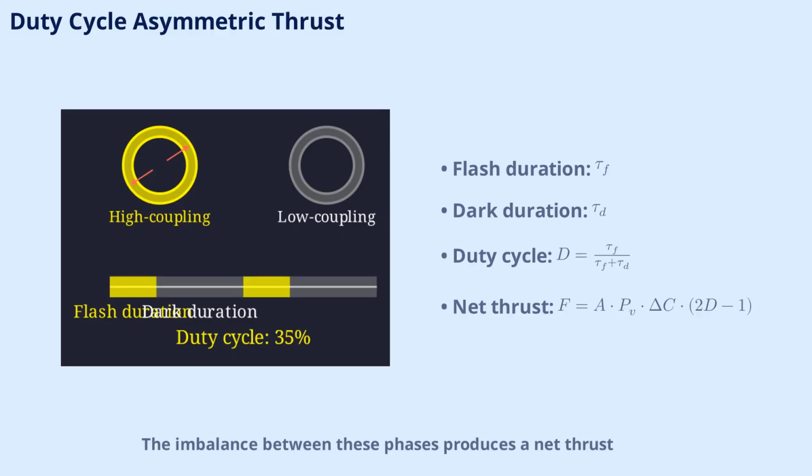The imbalance between these phases produces a net thrust, analogous to a rectified, time-varying Casimir-like interaction. By precisely controlling the duty cycle, the craft can optimize thrust and efficiency, achieving velocities far beyond traditional drives.